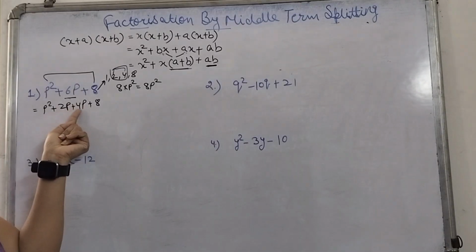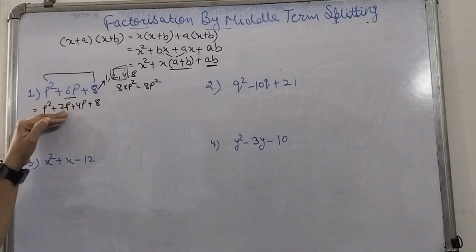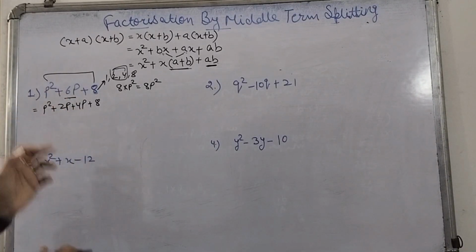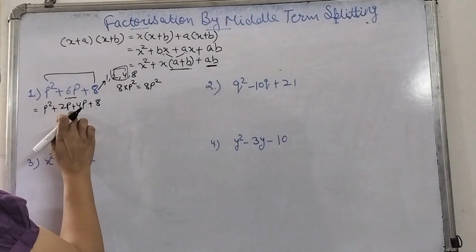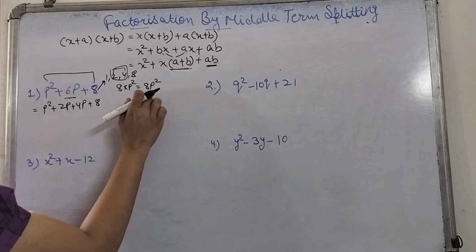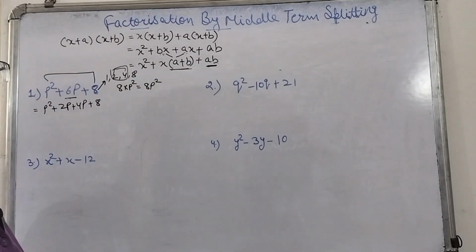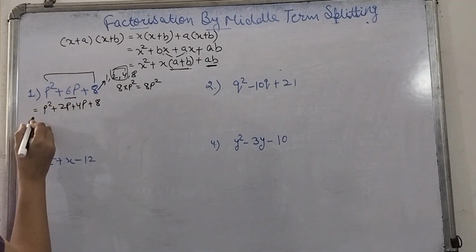If we add these two, 2p and 4p, the sum will be 6p. And if we multiply 2p and 4p, the product will be 2 times 4 is 8, p times p is p square, so 8p square. So further we will be solving it.